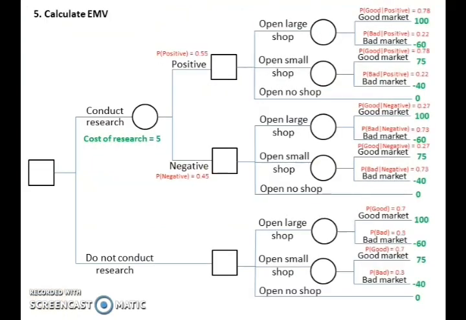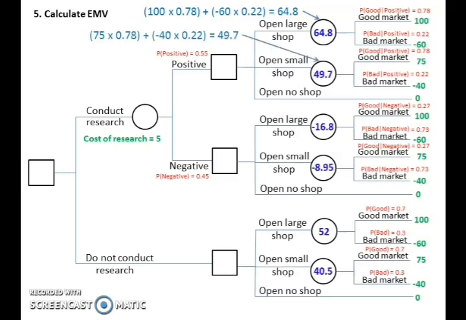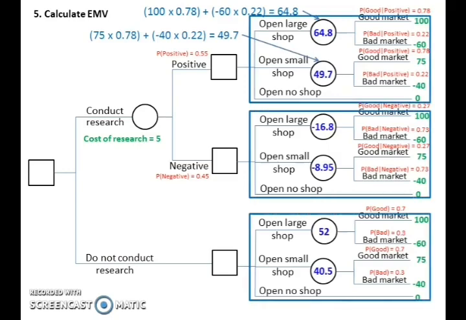Next, calculate EMV. Note that the calculation of EMV must be done backward. To calculate the EMV of a node, take the payoff at the first branch of the node and multiply it with the probability at the first branch of the node. And then add that to the multiplication of payoff and probability at the second branch of the node. Compare the EMVs at each part of the tree and choose the highest EMV. Cancel out the branches that are not chosen.